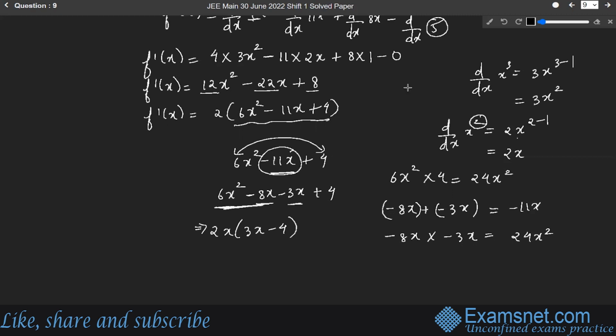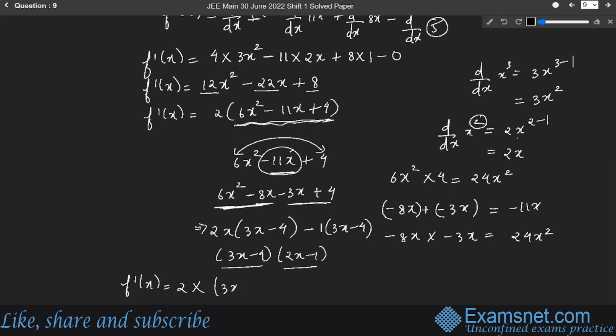When we take 2x common from the first two terms, 6x square minus 8x, the remaining term will be 3x minus 4. Similarly, when we take minus 1 common from the next two terms, the remaining term will be 3x minus 4. Again, 3x minus 4 is common. And what is the remaining value? 2x minus 1. Okay. So these are the two factors of this equation. In place of this equation, we can write these two factors. So we have f dash x is equal to 2 into 3x minus 4 and 2x minus 1.